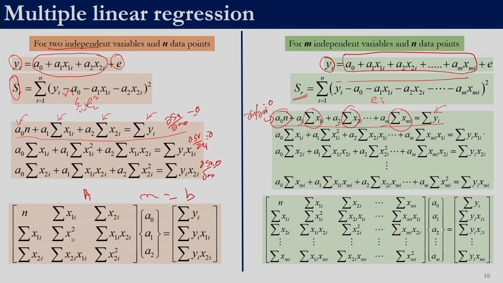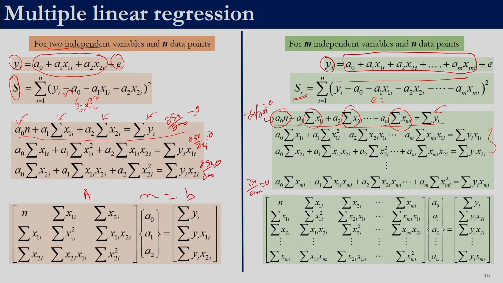A2 is equal to 0, and you will be able to get these two expressions, and you can do this all the way up to dou SR by dou AM equal to 0, right. So, in this case you will get A naught summation of xmi plus A1 summation of x1i xmi plus A2 summation of x2i xmi plus the other terms plus AM summation of xmi the whole square is equal to summation of yi xmi, right.